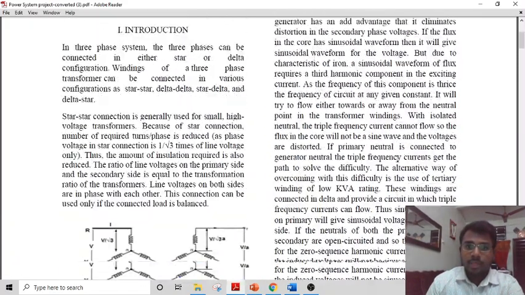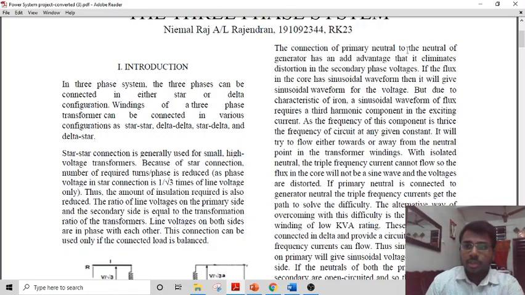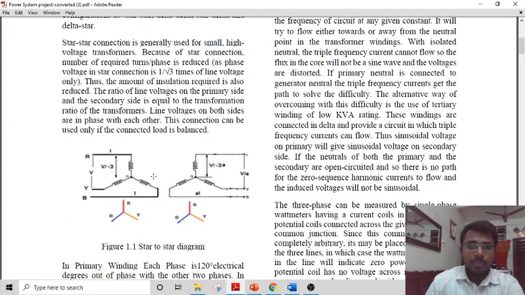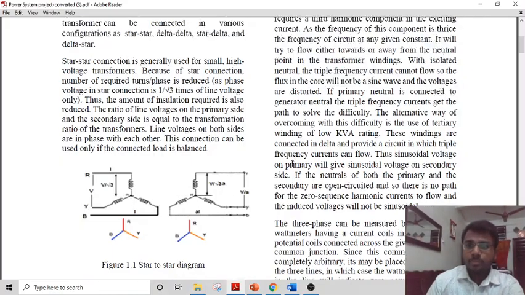The connection of the primary neutral to the neutral of the generator is an added advantage. This is also one of the important points, which is the neutral point. Around here, we can either connect both the neutrals to one single line, or else they need not be connected at all. It actually depends on the system itself. In our case, we connected the neutral of both and then grounded it.